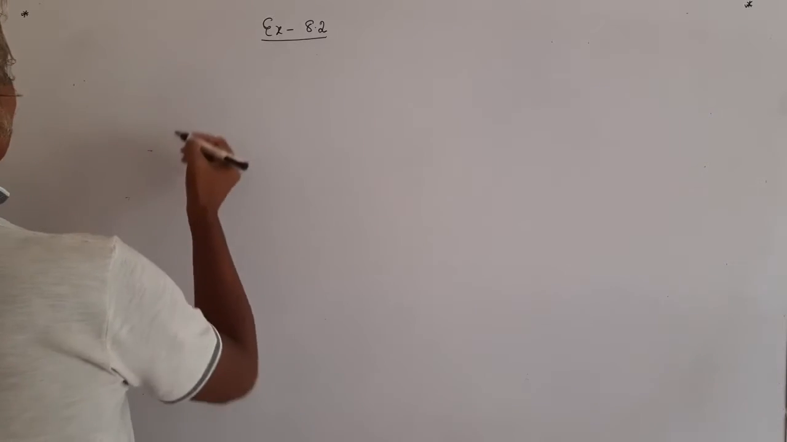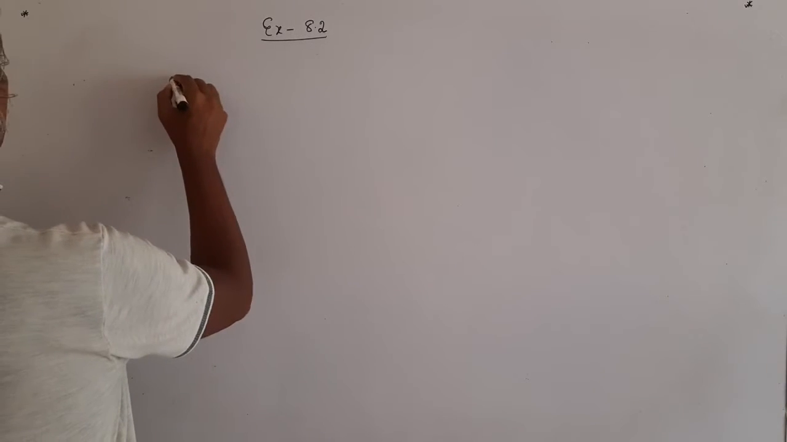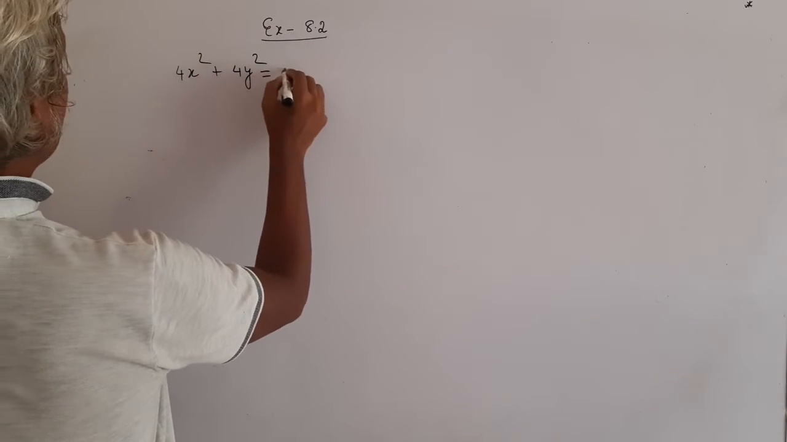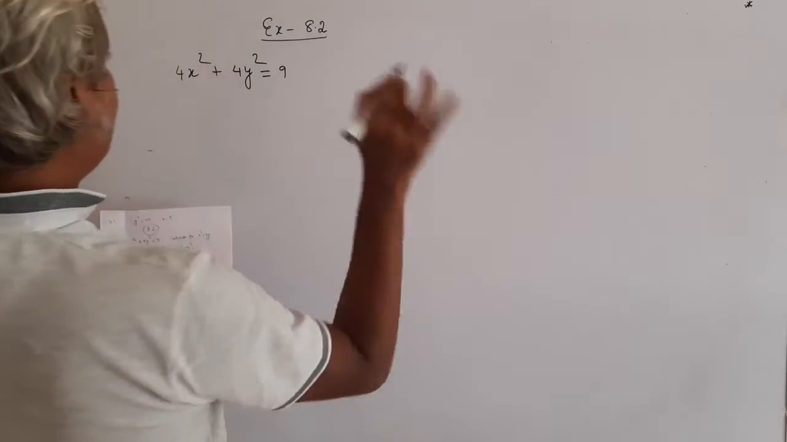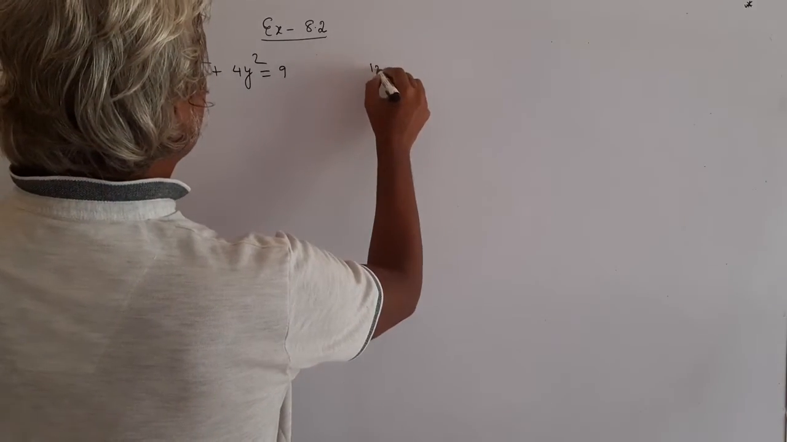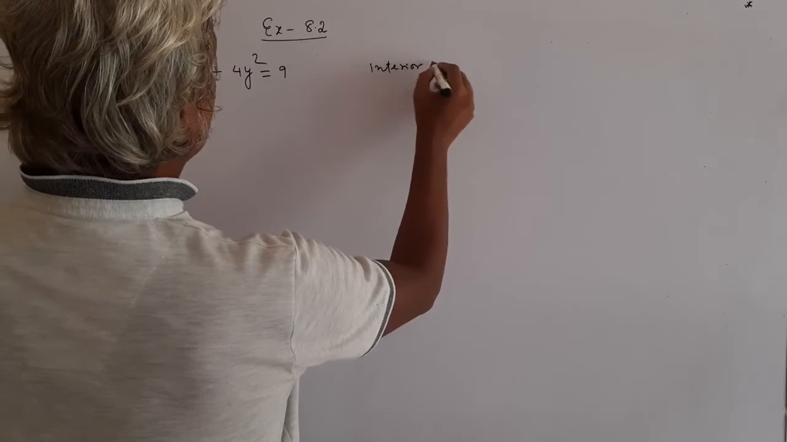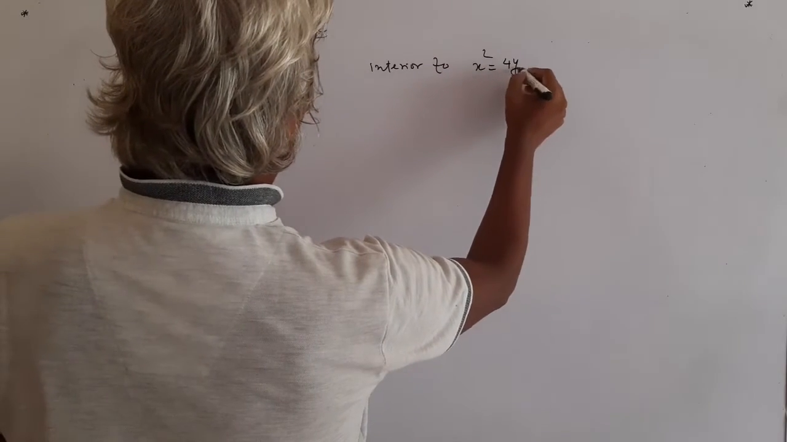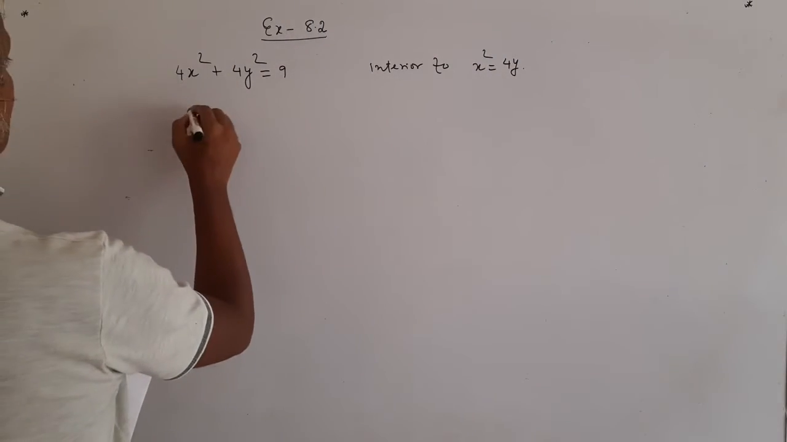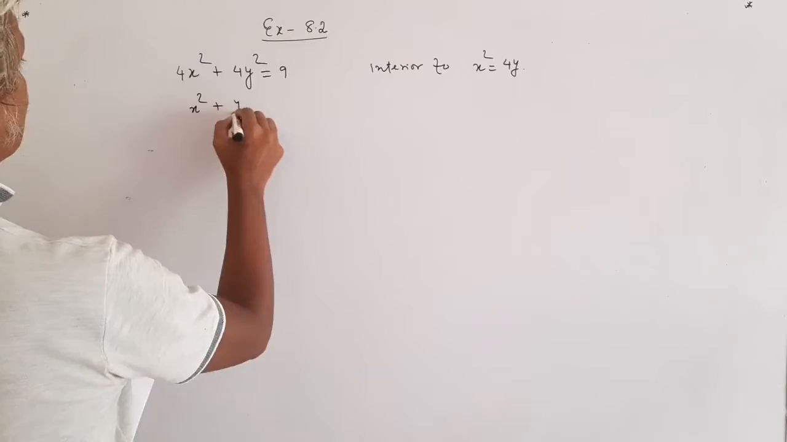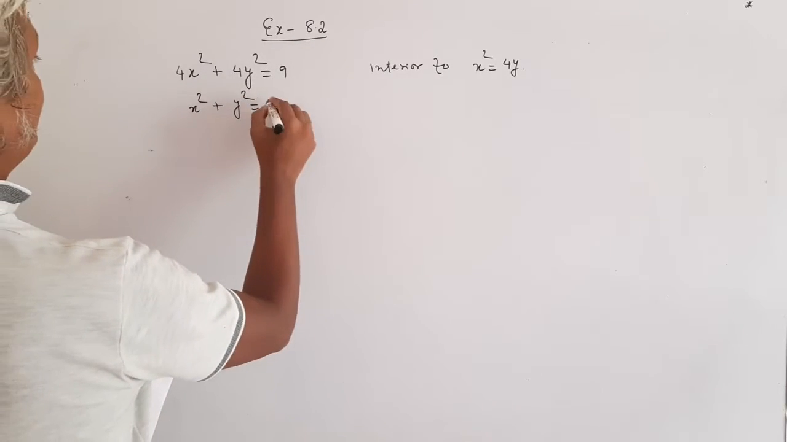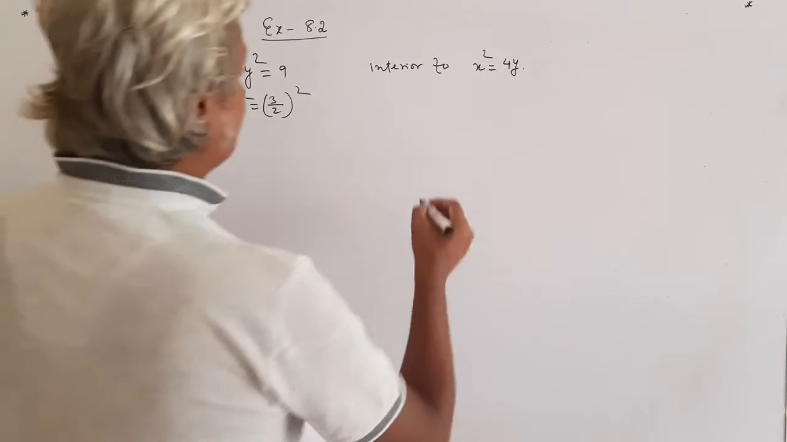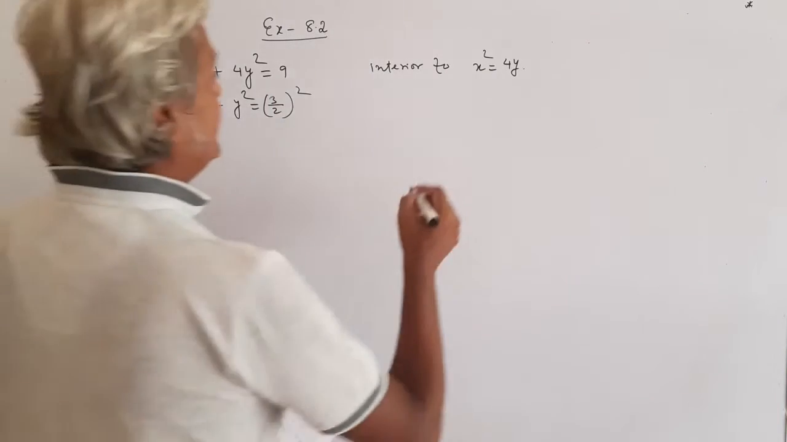Now the first question: find the area between 4x square plus 4y square equals 9 and interior to another function, which is x square equal to 4y. Now if you pay attention, x square plus y square is 9 over 4, which can be written as (3/2) whole square, and this represents a circle with the center (0, 0) and the radius 3 by 2.